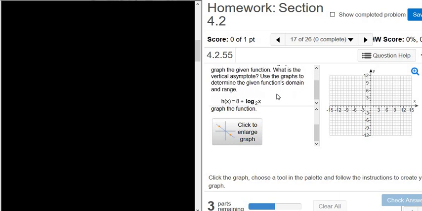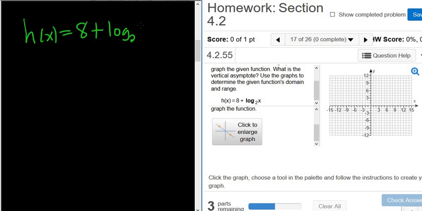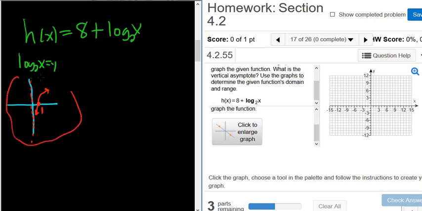Hi everyone, in this video we have to graph the function h of x equals 8 plus log base 2 of x. So if we were just graphing log base 2 of x, the idea is that we have this memorized. It has a vertical asymptote at 0 and it looks like this. So you want to have that memorized. Whenever you're doing one of these graphing problems, you want to start with this picture, and then you have to figure out what's happening in the problem.